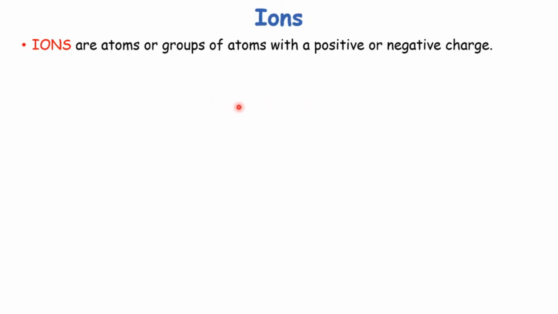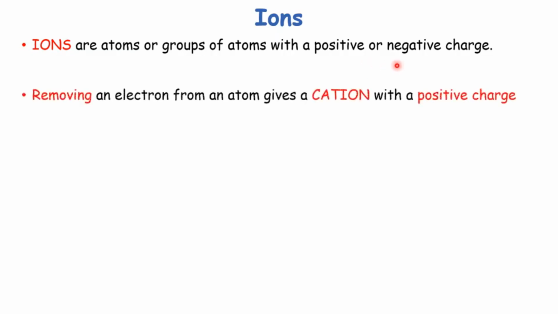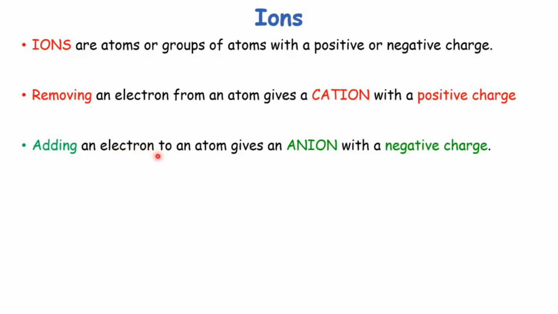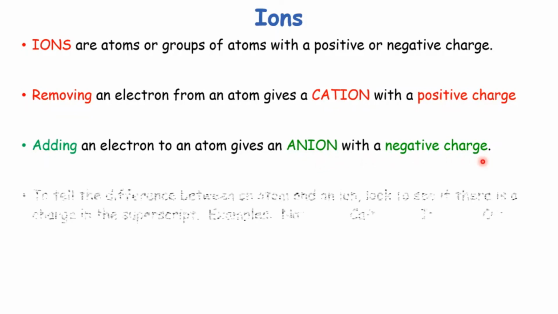Now let's talk about ions. Ions are atoms or groups of atoms with positive or negative charge, which means atoms or groups of atoms with charges are ions. Removing an electron from an atom gives a cation. The cation has a positive charge. The opposite, adding an electron to an atom, gives an anion, or negatively charged ion.